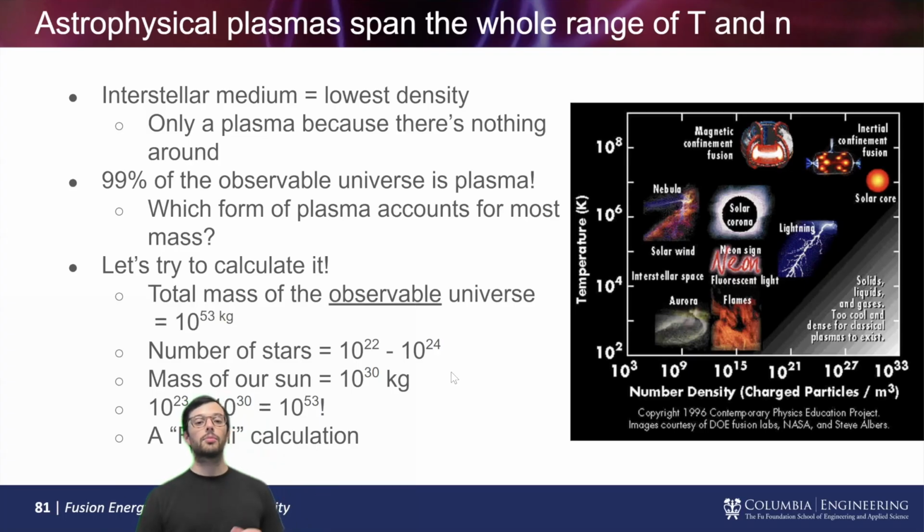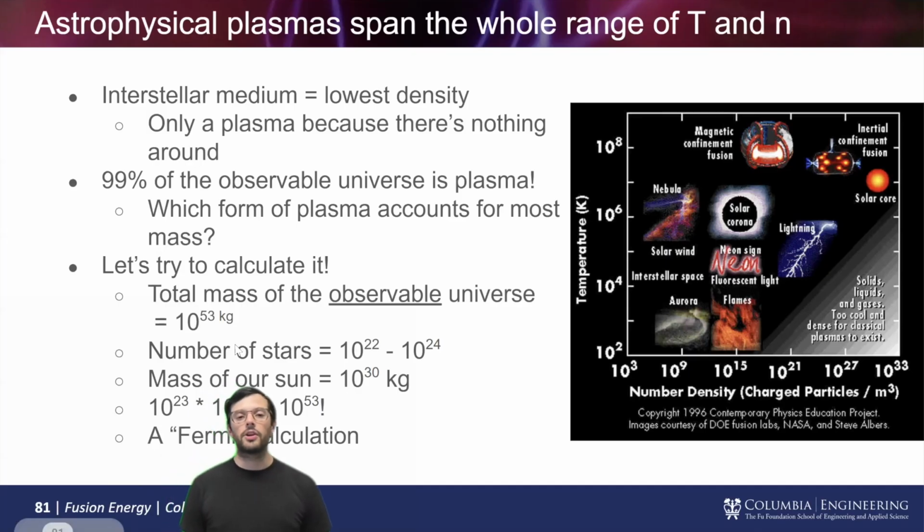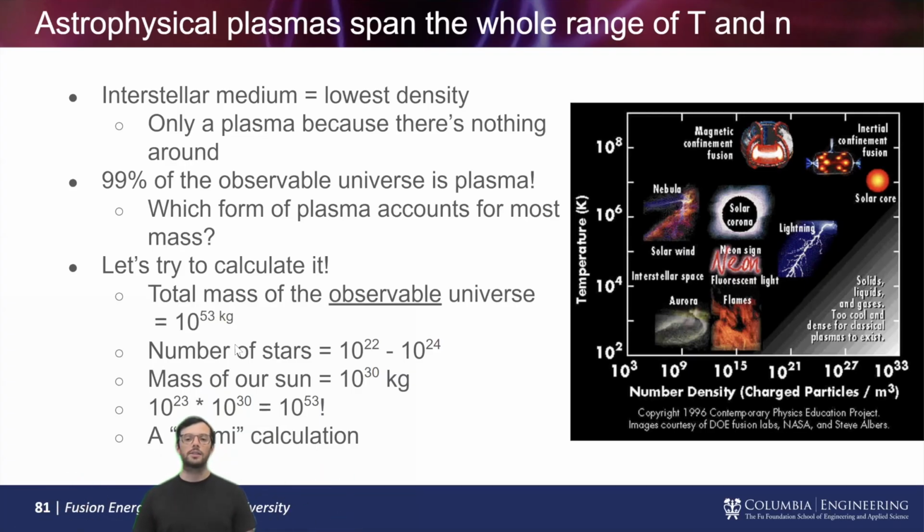And you look up the number of stars and the average mass of our stars, and we quickly get a relatively similar answer, since our sun is about an average star. So you multiply these two numbers together, you get pretty close. This is an example of a Fermi calculation. Because stars are plasma and most of the observable universe's mass is in the form of stars, you can say that it's mostly plasma.